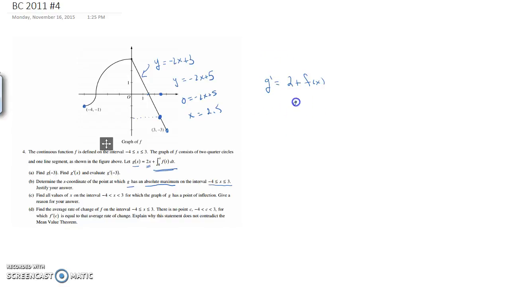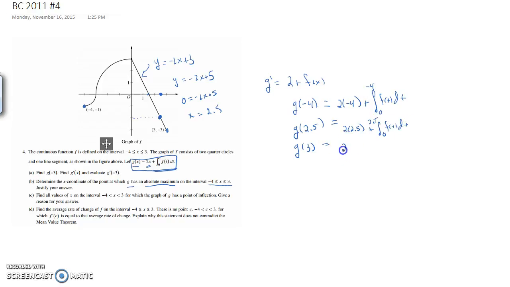So now we want to figure out what is g of negative 4, what's g at that value 2.5, and then what is g of 3 going to equal? And now we're just going to go straight up and plug right into this function that we have. So this will be 2 times negative 4 plus the integral from 0 to negative 4 of f of t dt. Then we'll have 2 times 2.5 plus the integral from 0 to 2.5 of f of t dt. And then we're going to have 2 times 3 plus the integral from 0 to 3 of f of t dt.